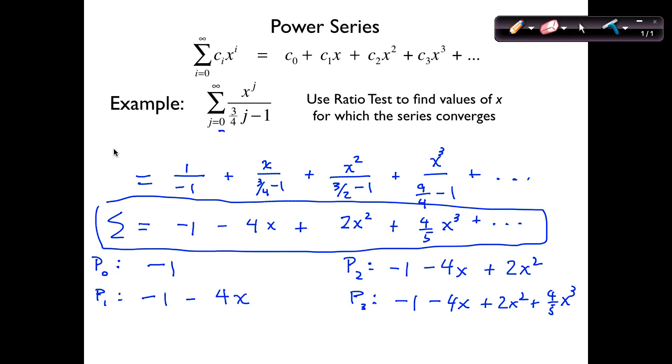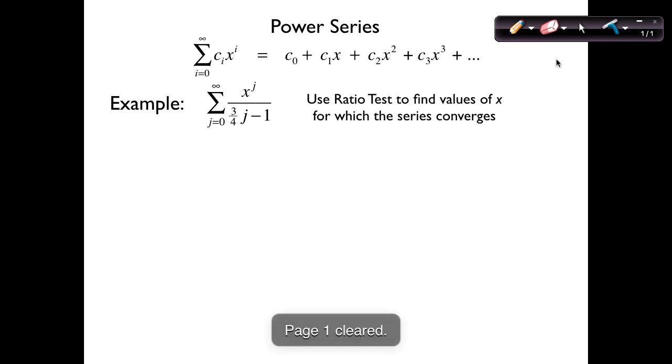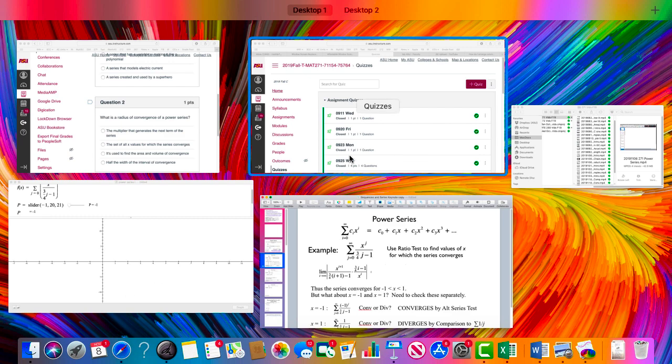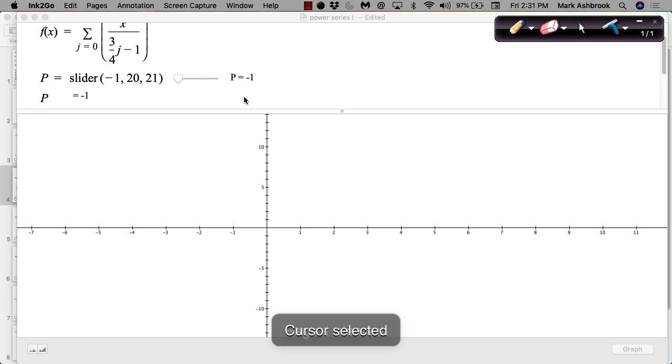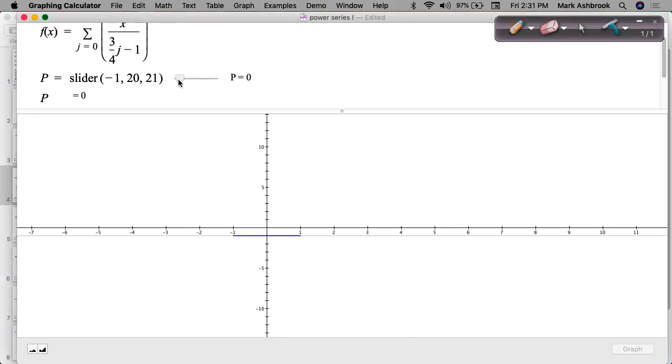Okay, so let's take a look at what happens here. And where did this converge again? Between negative 1 and 1, including negative 1, not including 1, right? So I'm going to graph the partial sum. What was the first partial sum again, for j equals 0? Negative 1. So what does that look like? Negative 1. That's a function, right? And there's that function. It's just y equals negative 1.